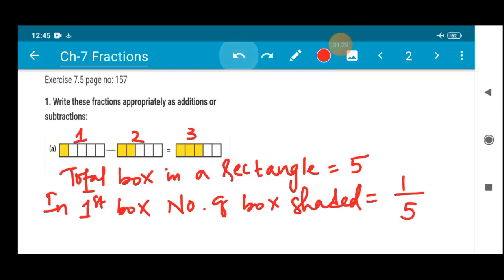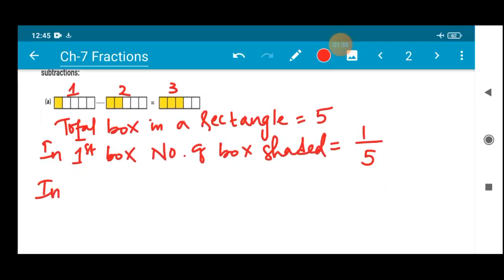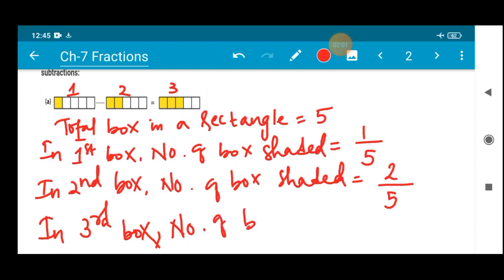So out of 5 parts, 1 part is shaded, that is represented by the first box, right? Similarly in the second box, number of boxes shaded is equal to 2 by 5. That means out of a total of 5 parts, 2 parts are shaded, right? Now the result: in the third box, number of boxes shaded is equal to 3 by 5. So clearly it is visible that the result, 3 by 5, we got is after addition.